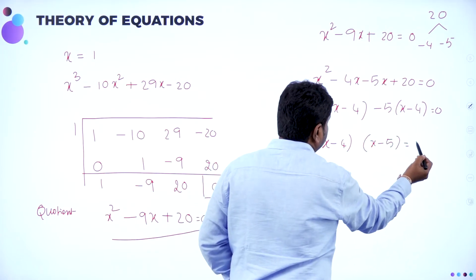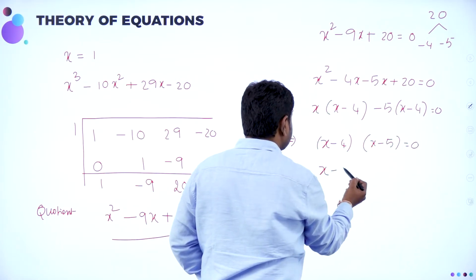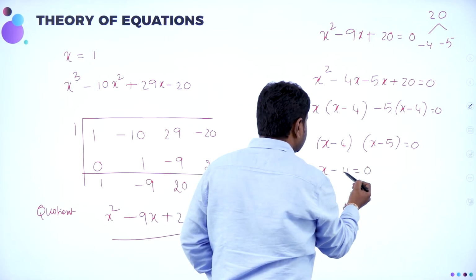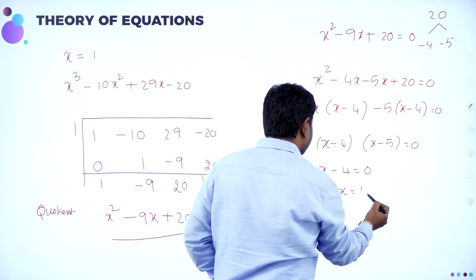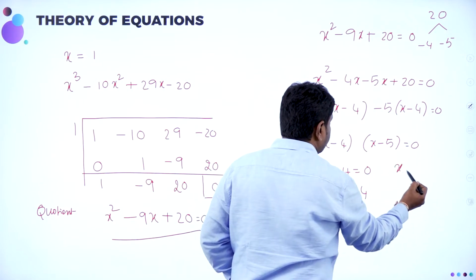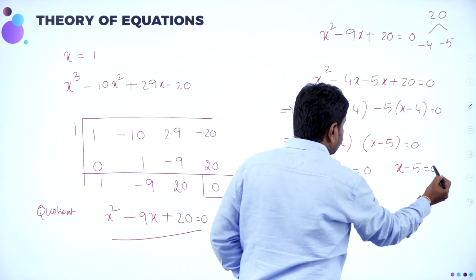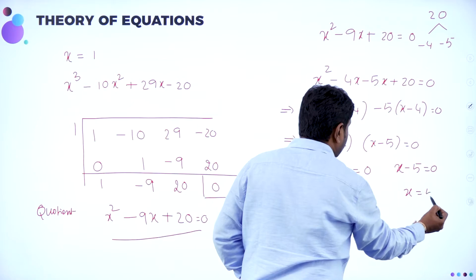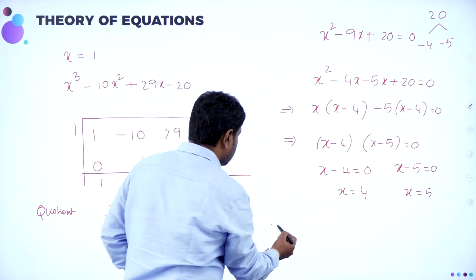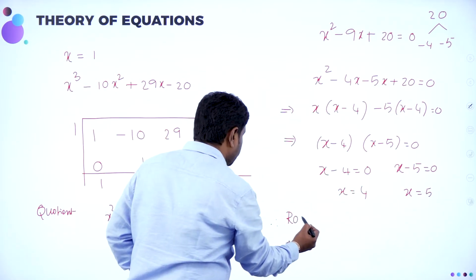So now the product of two terms is 0, which means each term is equated to 0. So x minus 4 equated to 0, x gives you 4. Similarly, x minus 5 equated to 0, so you will get x is equal to what? 5. So therefore, you got the roots. They want you to find the roots.